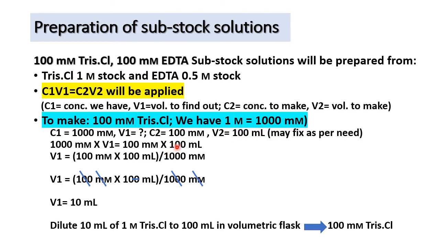Now putting this in the formula, V1 equals the C2 concentration you want to make, 100 millimolar, times the 100 ml volume you need, divided by the concentration you have, 1000 millimolar, as I mentioned earlier in quite some detail. You cancel out the units and do the mathematics. So the volume is 10 ml. You dilute 10 ml of this in a volumetric flask to 100 ml to make this 100 millimolar.